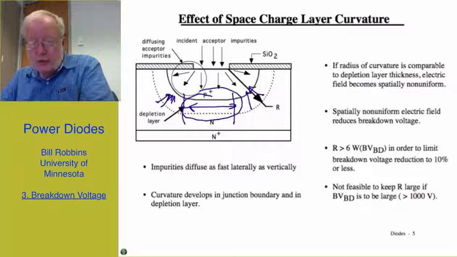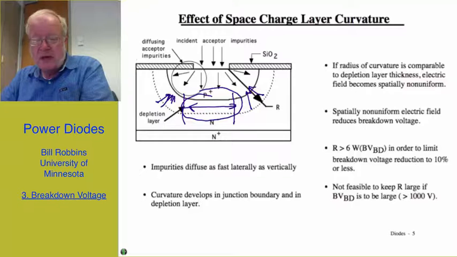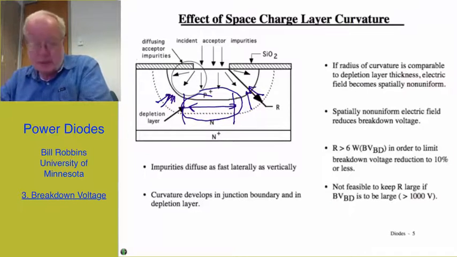It can be shown, on the basis of modeling a cylindrical p-n junction, that the radius of that junction has to be 6 times the desired thickness of the depletion layer at the rated breakdown voltage in order to limit the breakdown voltage reduction to less than 10%. In other words, keeping 90% or more of the plane parallel estimate. For radii of curvature that are less than 6 times that, we have a significant reduction in the breakdown voltage.